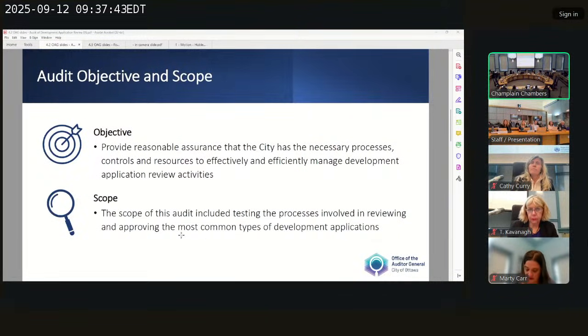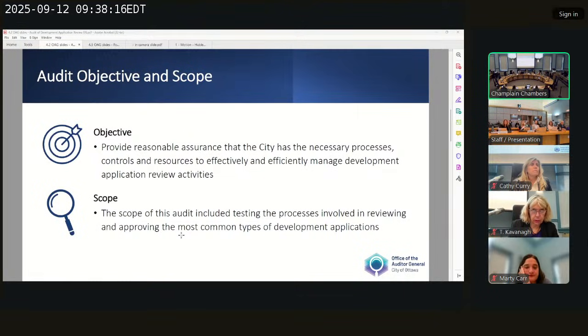The objective of this audit was to provide reasonable assurance that the city has the necessary processes, controls, and resources to effectively and efficiently manage the development application review activities. The scope of this audit included testing the most common types of development applications, specifically official plan and zoning bylaw amendments, site plan controls, plans of subdivision, as well as minor variances and severances. The process to determine development charges and any processes related to cash in lieu of parkland funds were not specifically examined as part of this audit.